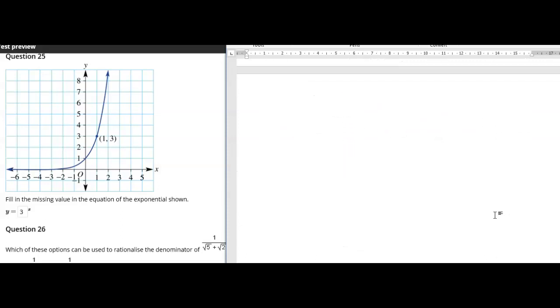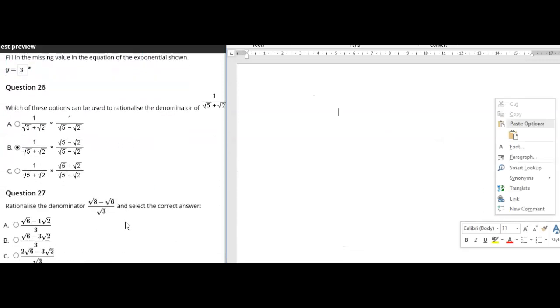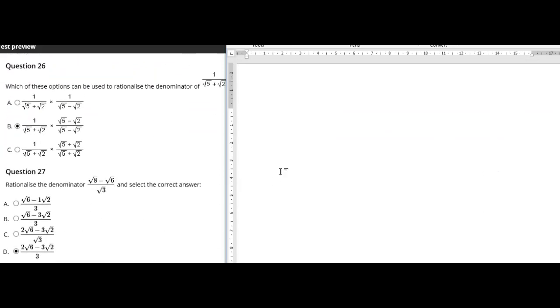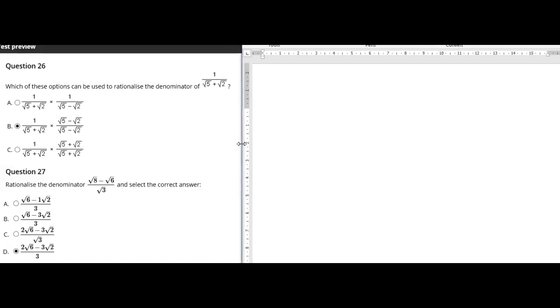Okay, so next page. Oh, I thought we only had 25 questions. 30 questions. Okay, that's all good. Definitely not going to finish under 20 minutes. I'm just going to make this bigger so I can see the question.